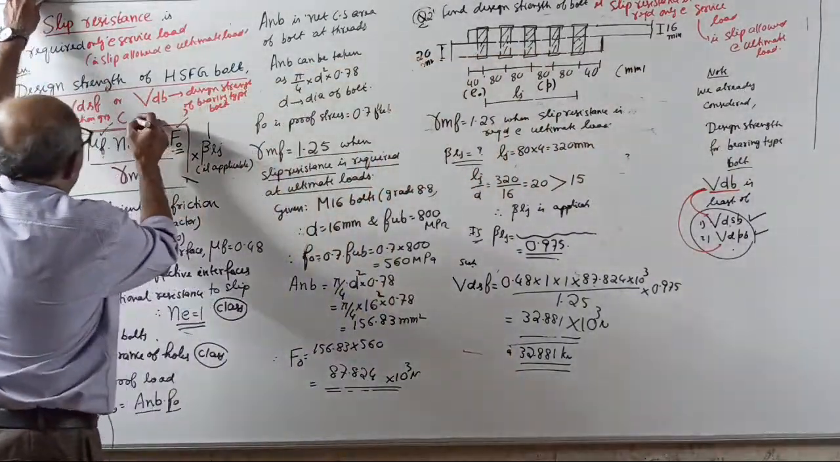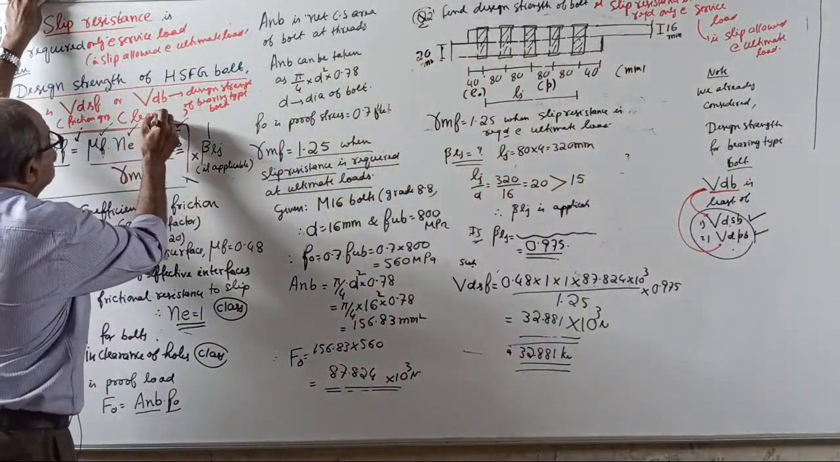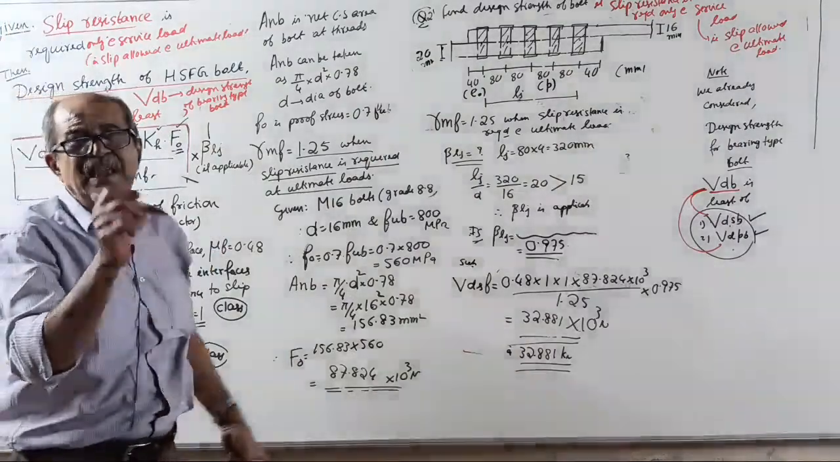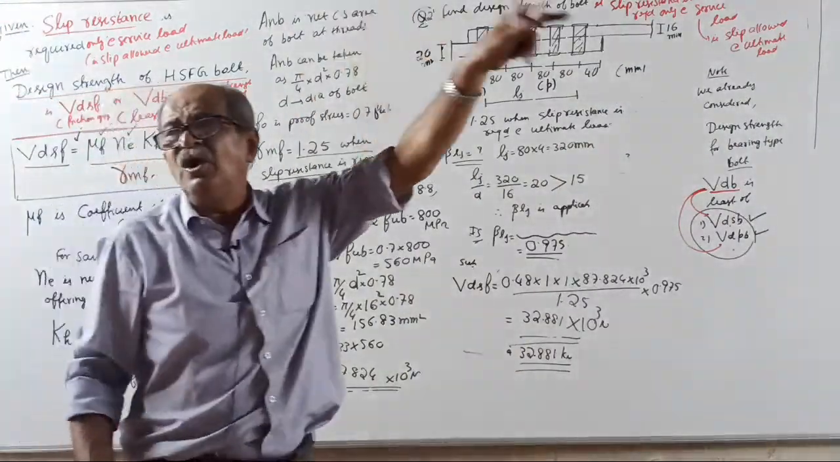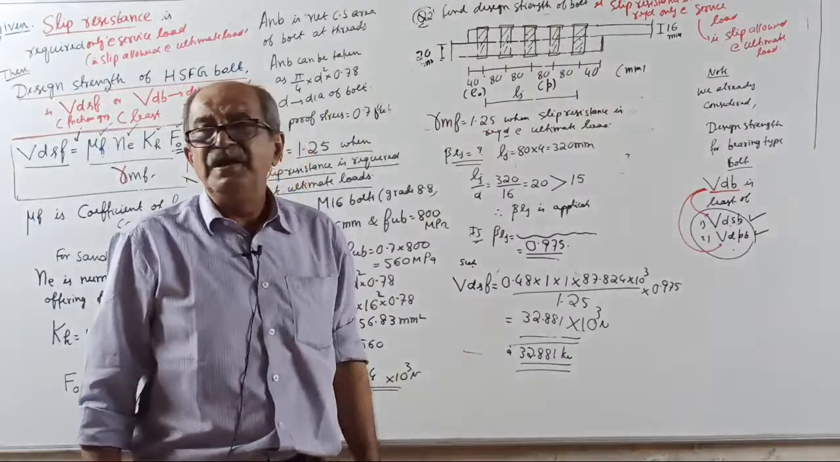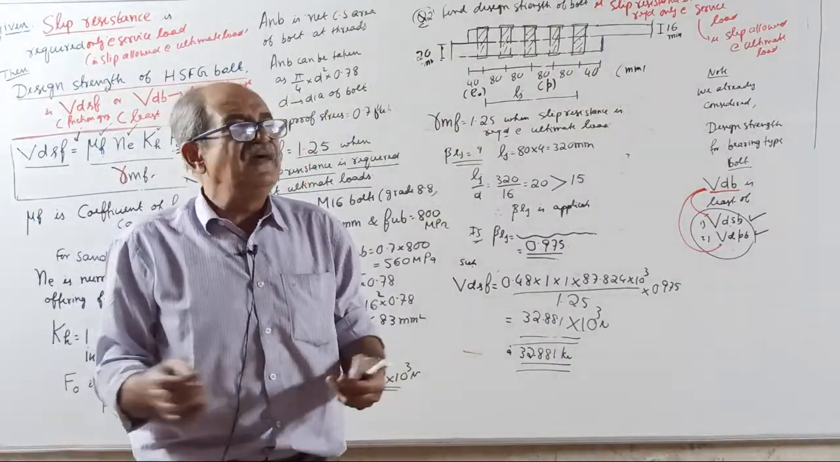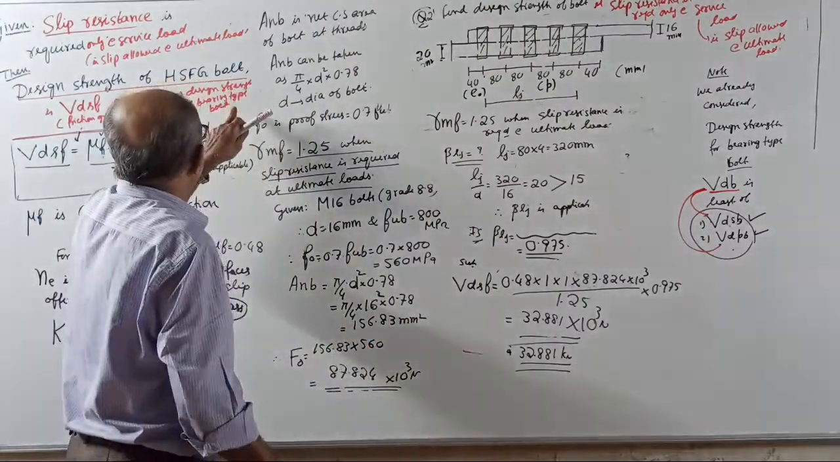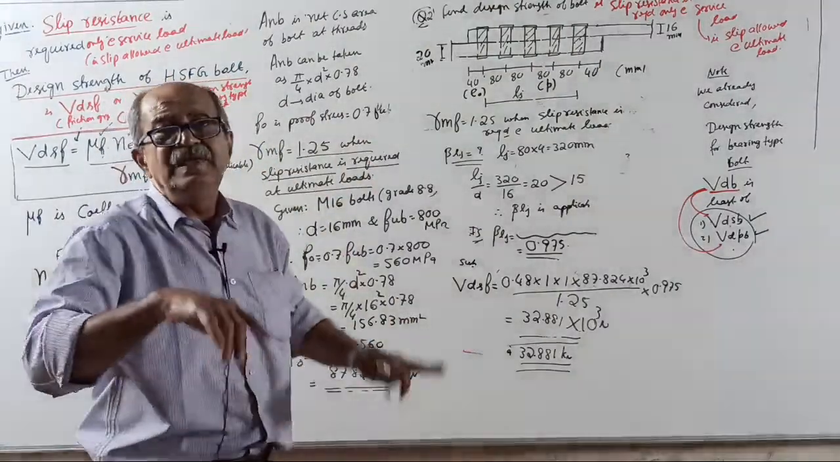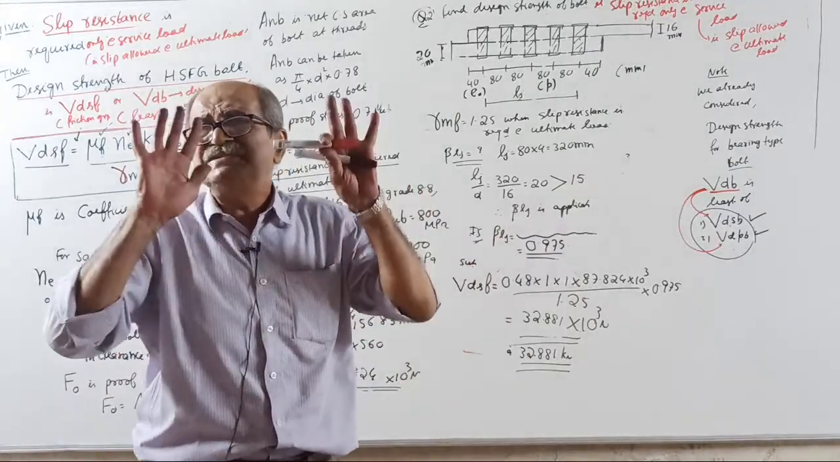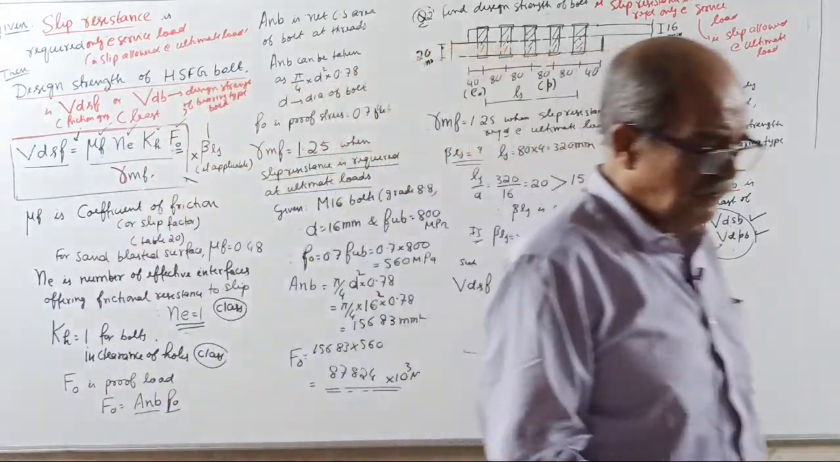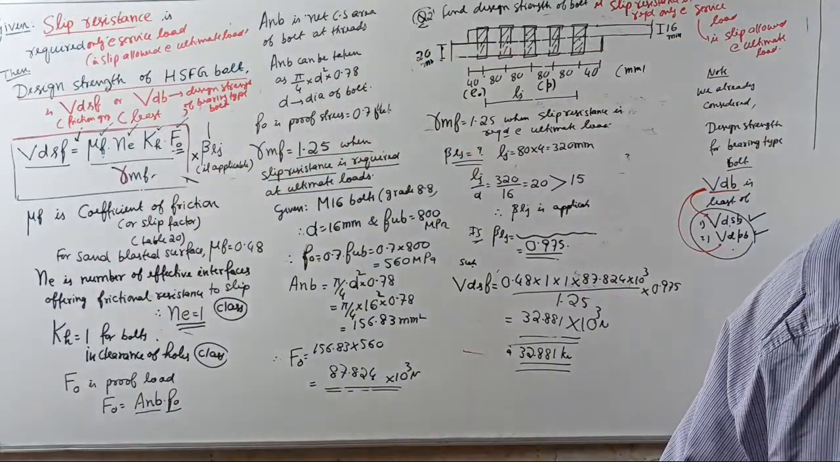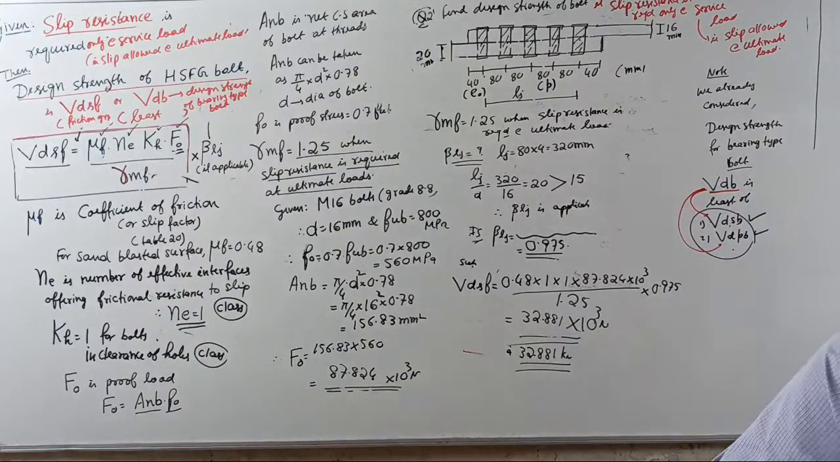Then we should take what? You consider friction for the service load, but for the ultimate load consider bearing. So the design strength will be either the strength based on frictional resistance or the strength based on the bearing type bolt. Among the two, whichever is least. Fully clear?